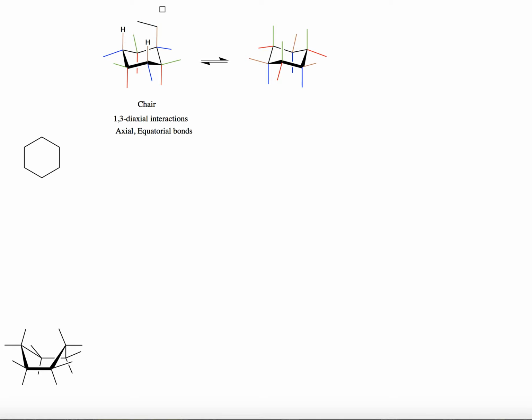So the second thing that I want to mention here is that every chair is in equilibrium with the flip chair.